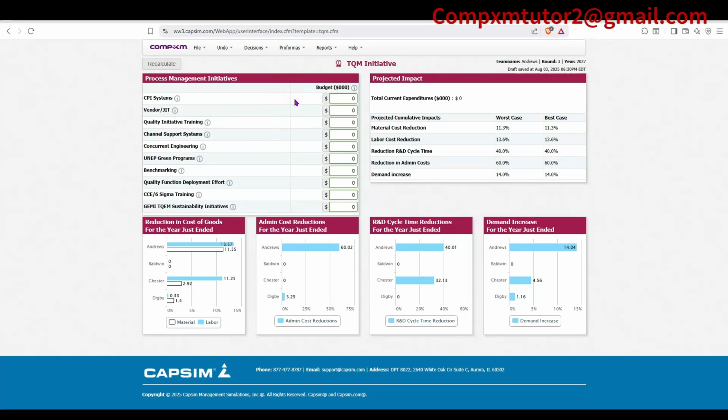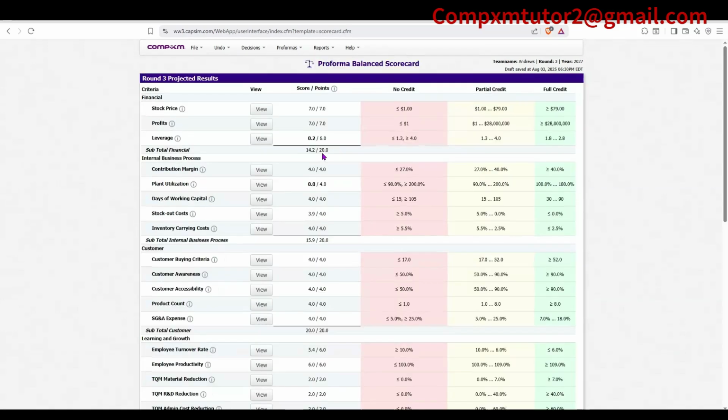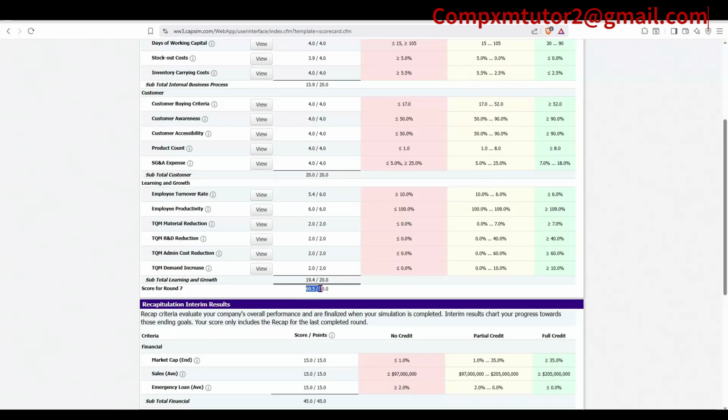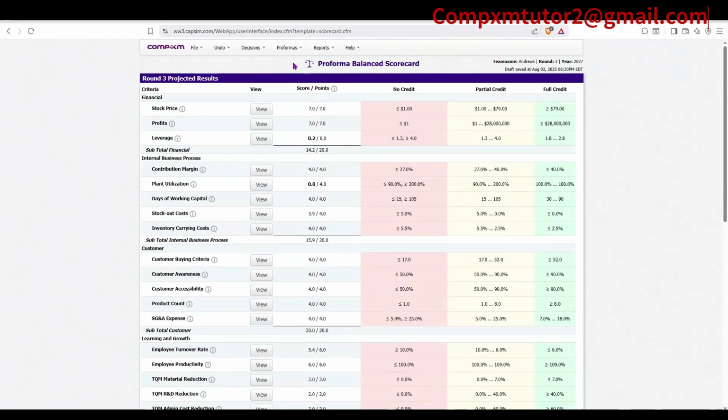When I check my balance scorecard, you can see that at the moment profit is 7 out of 7, which is the most important thing, and you can see that our score is around 69.5 out of 80. So that's not a bad score for this round.